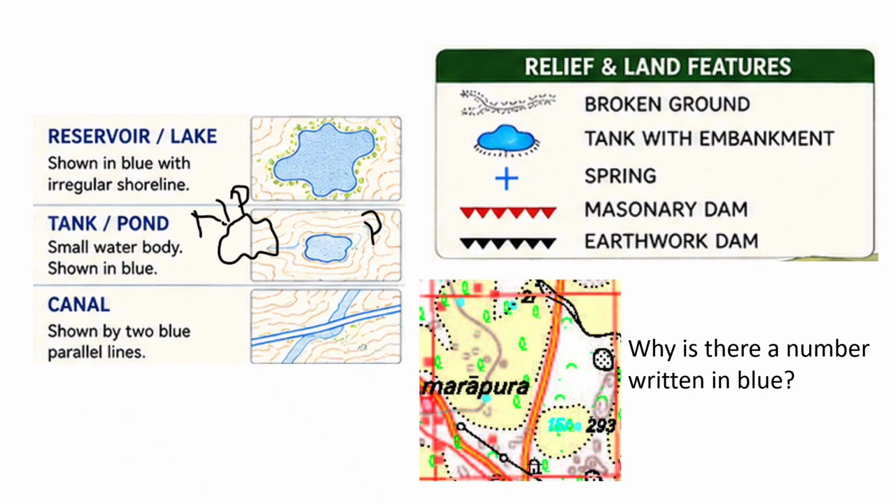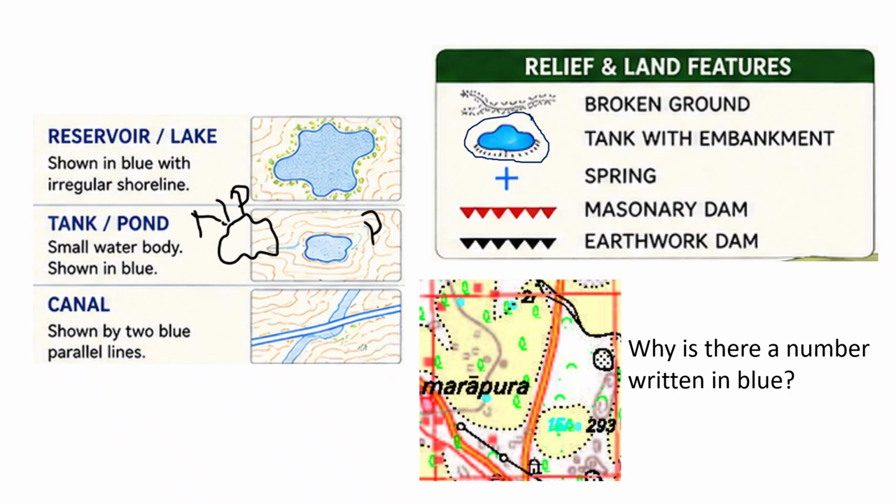Now, at times, we'll find these tanks or ponds having these dash lines. So, when these dash lines are there around it, it's what? With an embankment. The embankment is what? It's like a raised wall or the bank of the earth with a stone or cement is made so that the water doesn't flow out of it. The tank with an embankment, it's that. Now, when we have a plus sign in blue, it's for a spring.